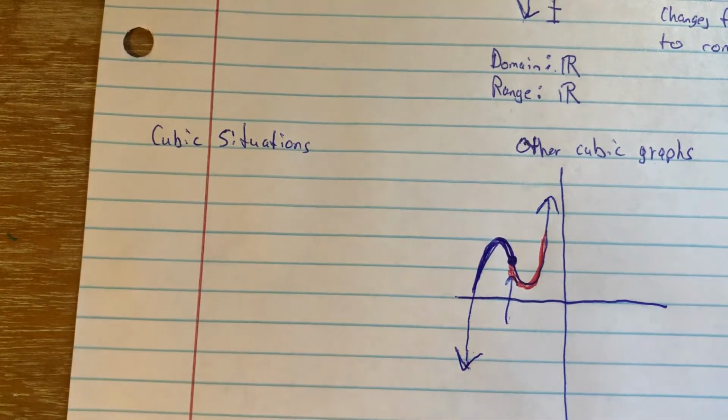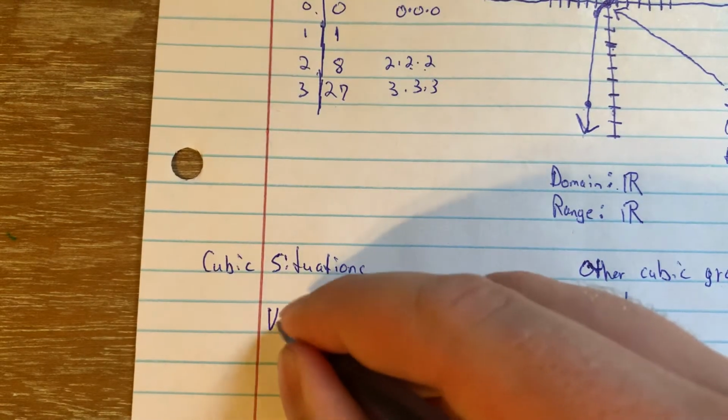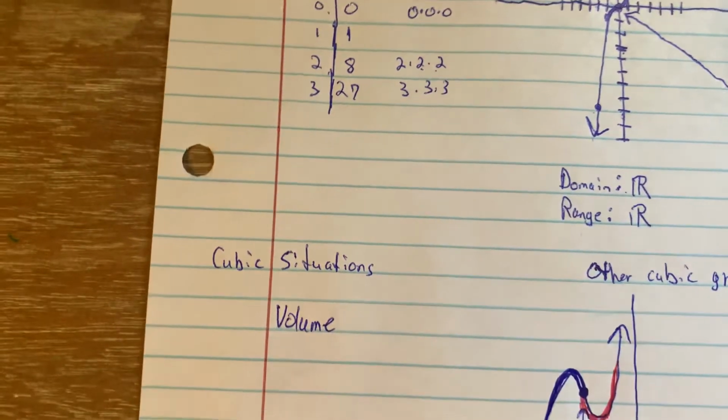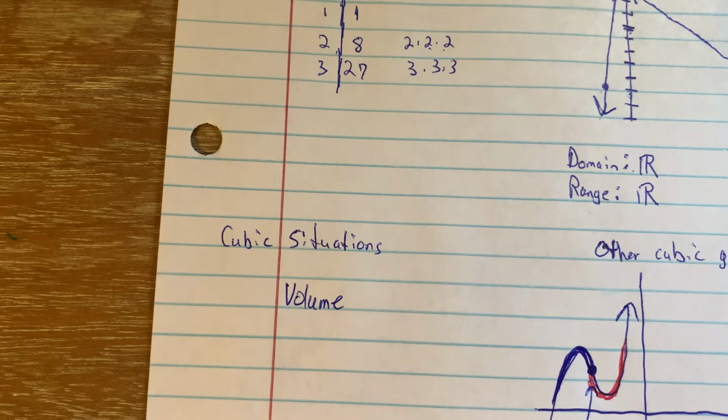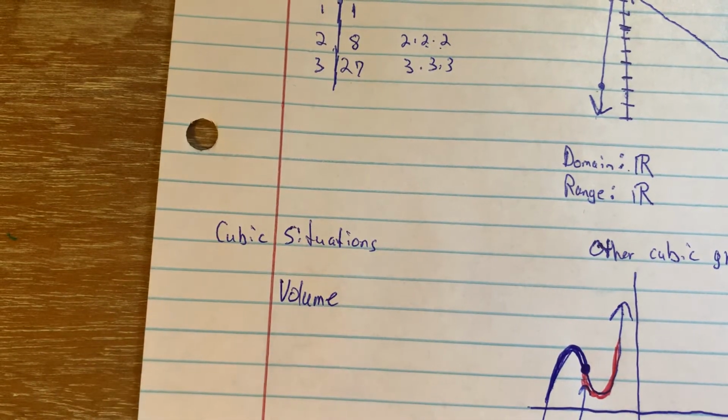Let me briefly tell you where cubic functions come up. They come up in volume a lot. So anytime we're dealing with volumes, you'll end up with a cubic function: the volume of a cube, which is where the name cubic comes from, the volume of a rectangular prism or a cone, or the volume of a sphere. All of them involve cubic functions.